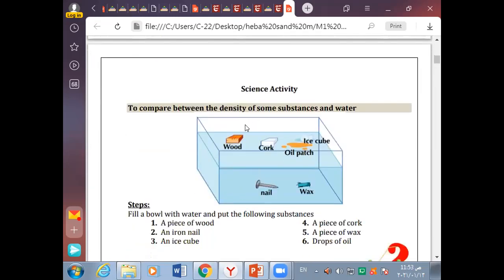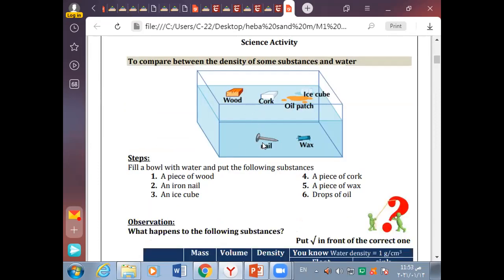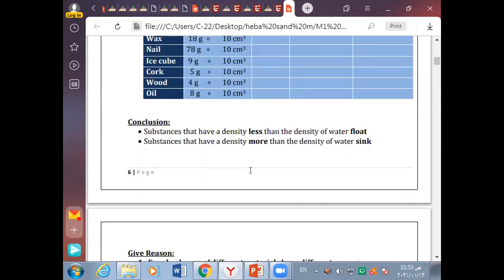Now, this is an activity for density: which substances float and which substances sink. We see wood, cork, ice, oil, all of these substances float, and wax or nail sink.